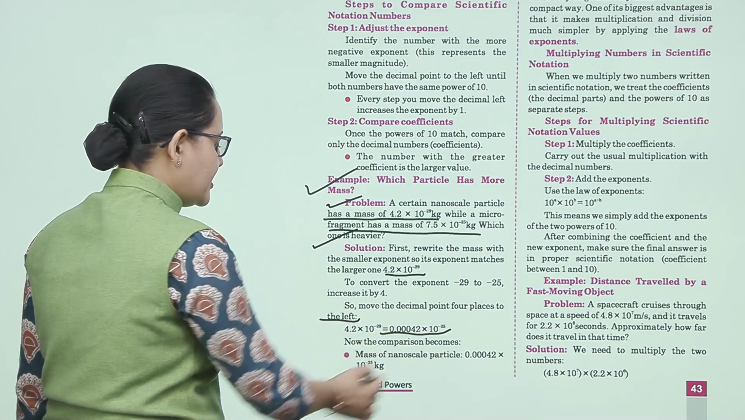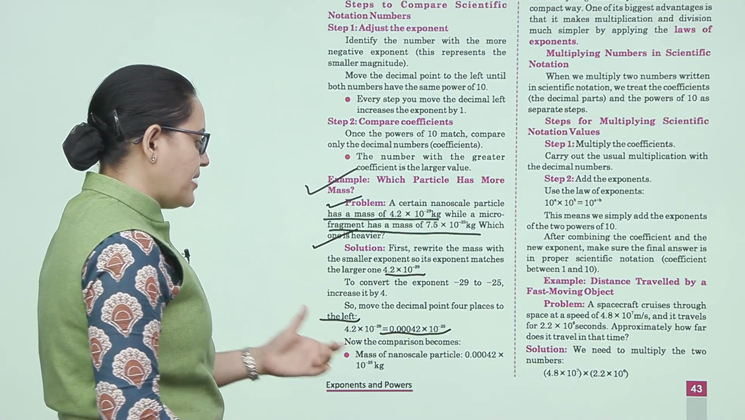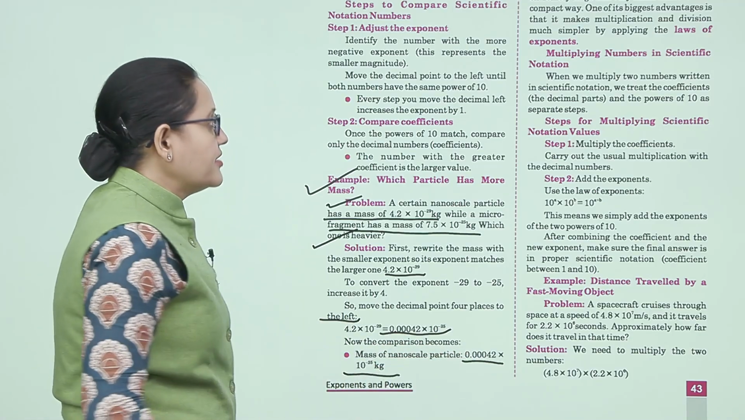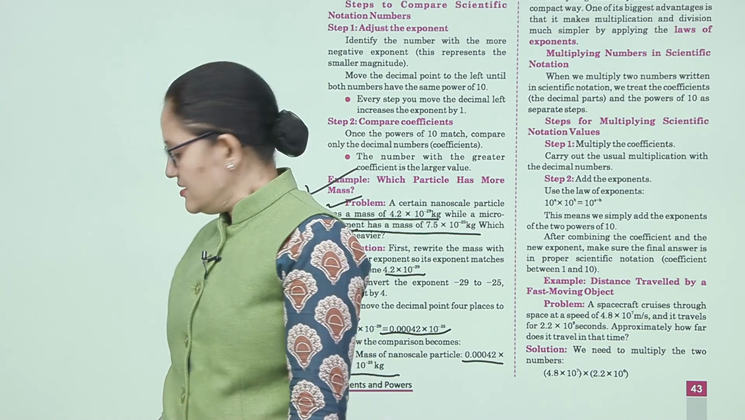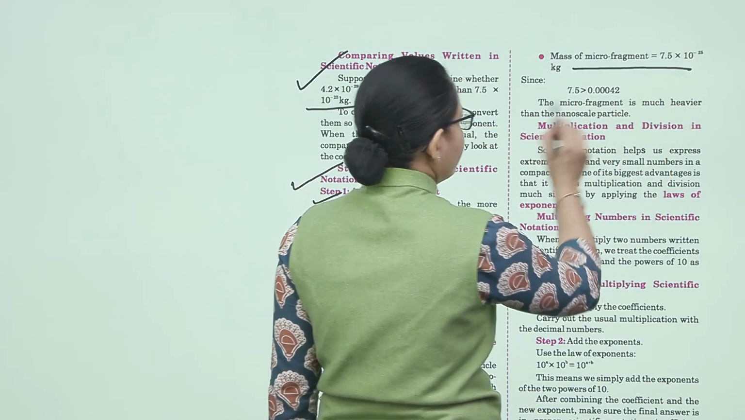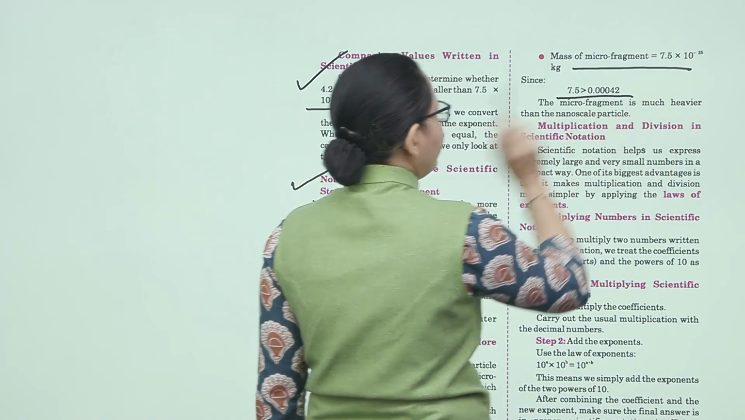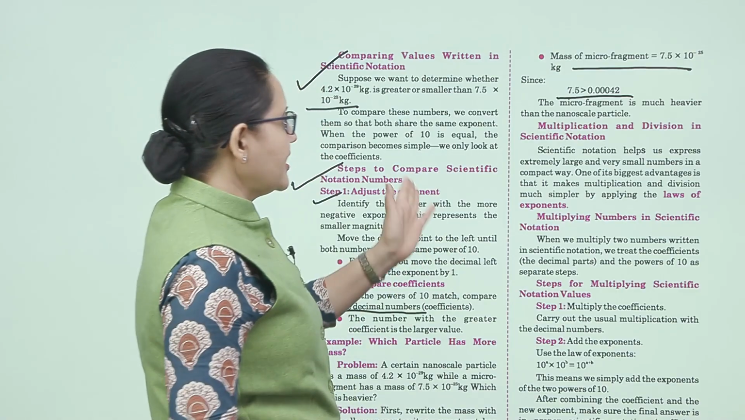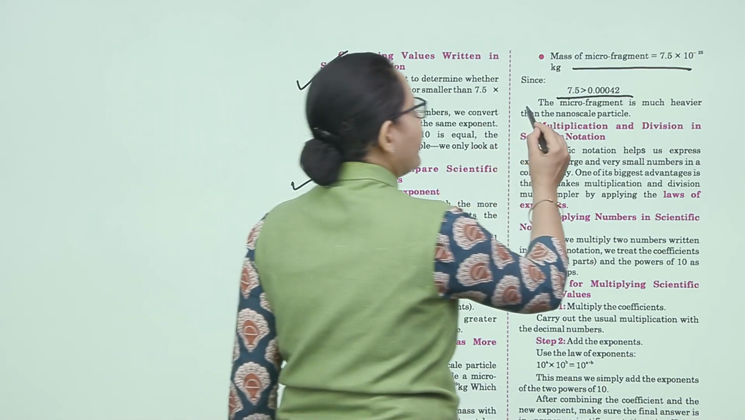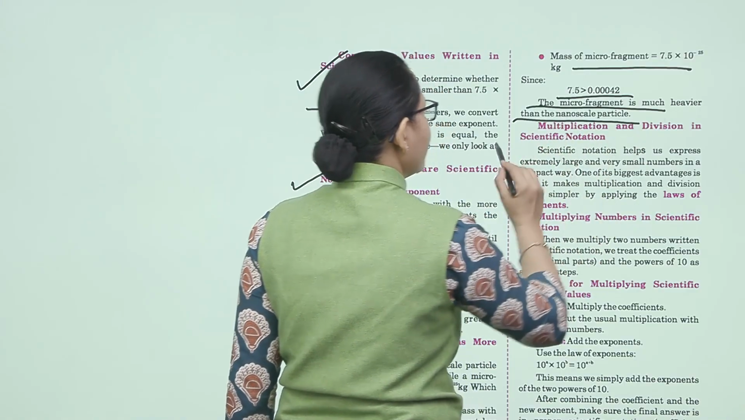Now, we have made the exponent the same. Now, the comparison between the mass of the nanoscale particle, this, and the mass of the microfragment. So, we can easily find out 7.5 is greater than 0.00042, which means the microfragment is much heavier than the nanoparticle.